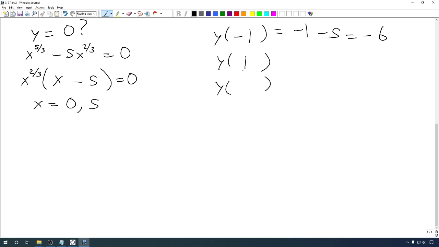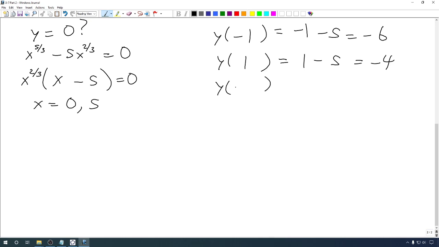If we plug in 1 instead, this time we just replace our powers here with 1s. We have 1 minus 5, which is still negative. It's -4 this time.